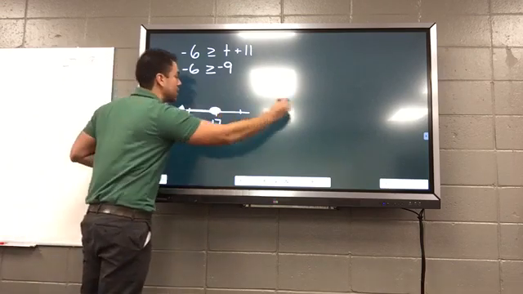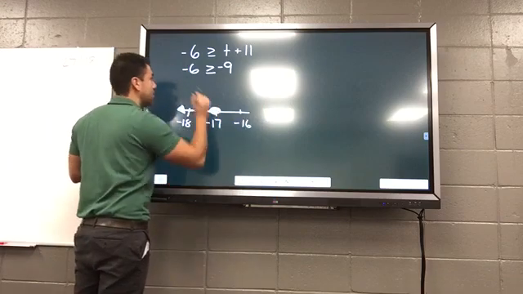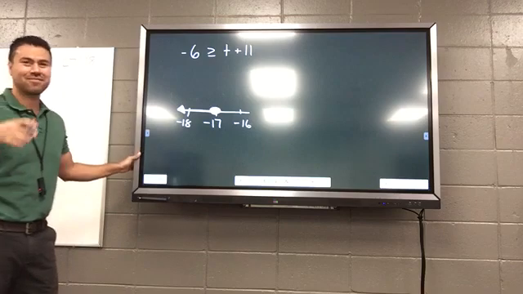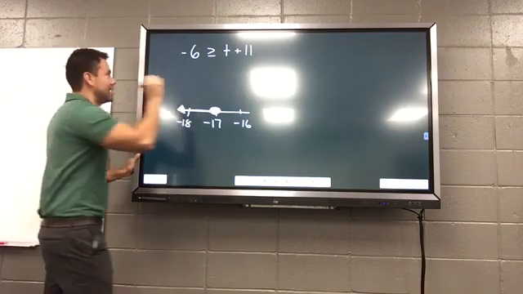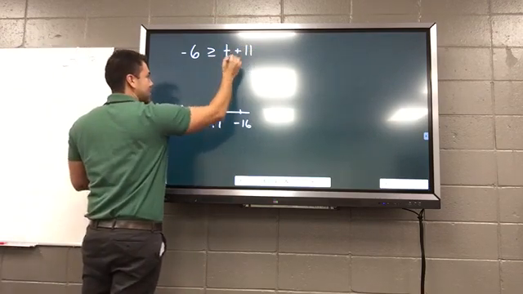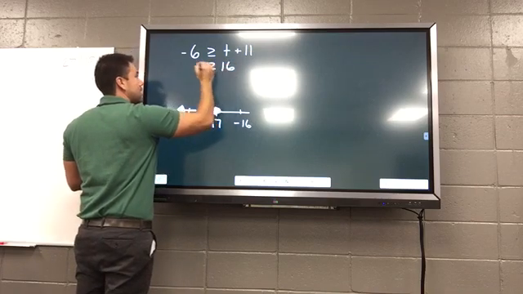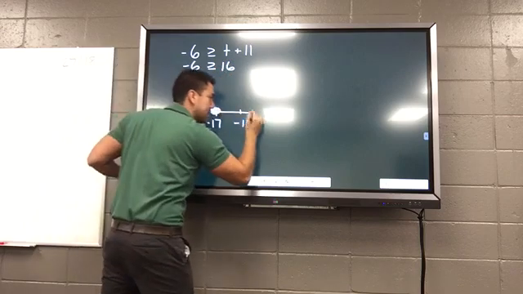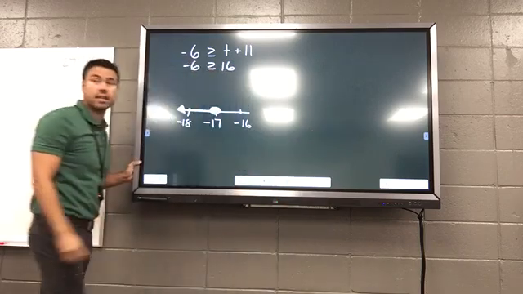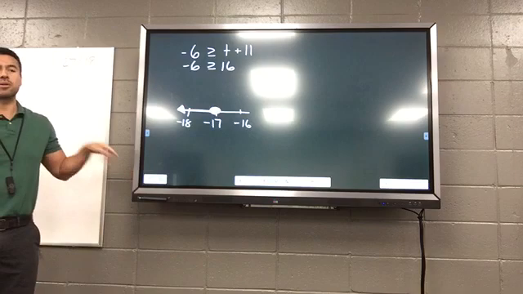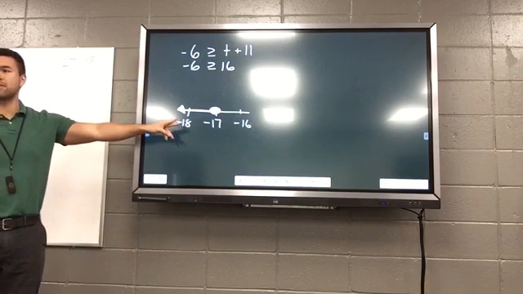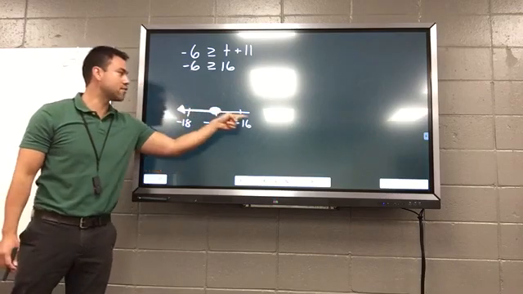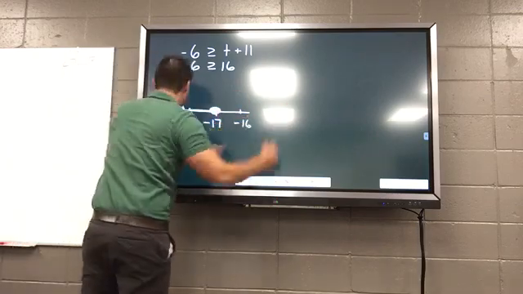Now, give me a number that should not work according to Elijah's graph. Let's go with 5. What's 5 plus 11? 16. Is -6 greater than or equal to 16? No. That's why I didn't shade in the right side. Do you understand that? Okay, that's all right. We'll work with it. But do you guys understand that? Yes. You can check your answer. Just pick any number and see, does it fit? If it doesn't fit, good, because it wasn't supposed to fit.